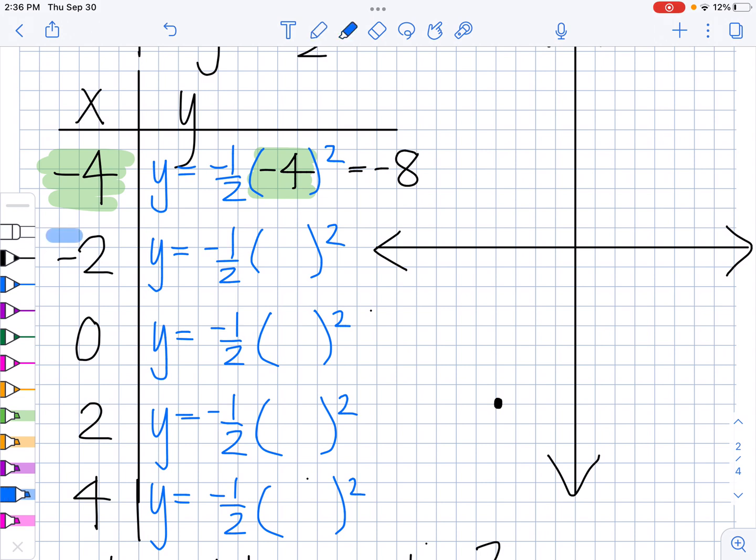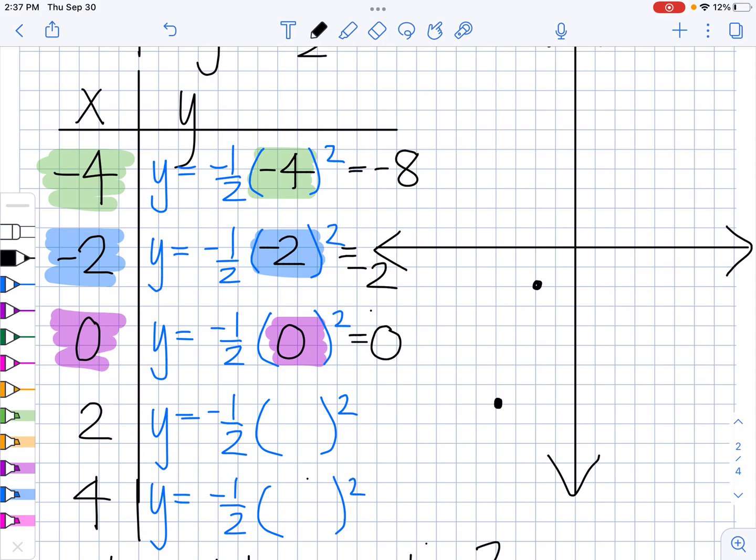Okay. Here my x is equal to -2. In this spot in my x value, I'm going to plug in a -2. -2 squared is +4, and +4 times -1/2 is equal to -2. So I'm at -2, -2. Here my x value is 0. I'm going to plug in a 0 right here. 0 squared is 0, and anything times 0 is 0. So my point is 0, 0. And just in case you're confused, I know my point is 0, 0 because this is my x value and this is my y value.